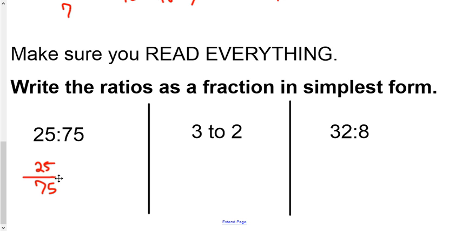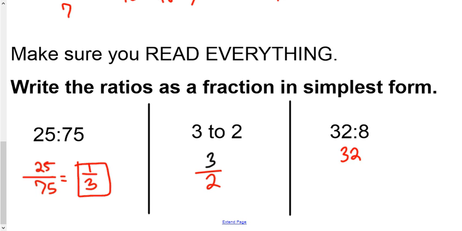Well, it looks like a fraction, so it simplifies like a fraction. Divide top and bottom by 25, and you get 1/3. There's the answer they're looking for, not this one. You'd either get no credit or half credit, so remember, that's what it means when it says read everything. That includes directions. This one, 3 comes first, so that goes on top. 2 goes on the bottom. Can't simplify that, so we're ready to go.